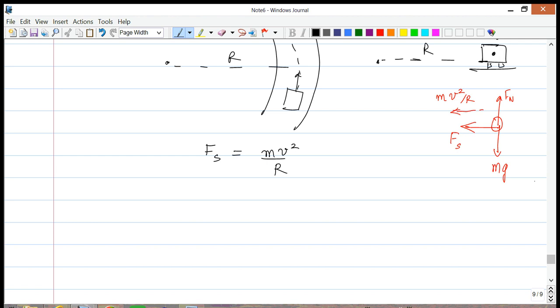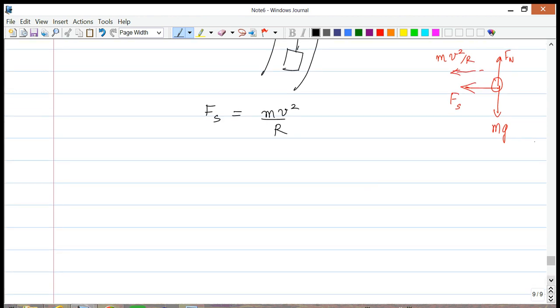Okay, once it goes beyond a certain maximum value, which is basically when mv square over r goes beyond fs max, then you can no longer negotiate this turn. In that case, you're going to start slipping, and by the way, once you start slipping, you're at the mercy of whatever is going to stop you. There's nothing that you can do about it from inside the car. So let's figure this out.